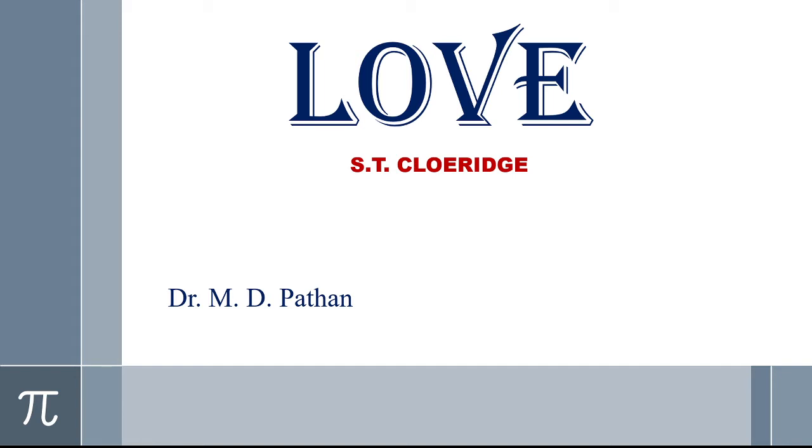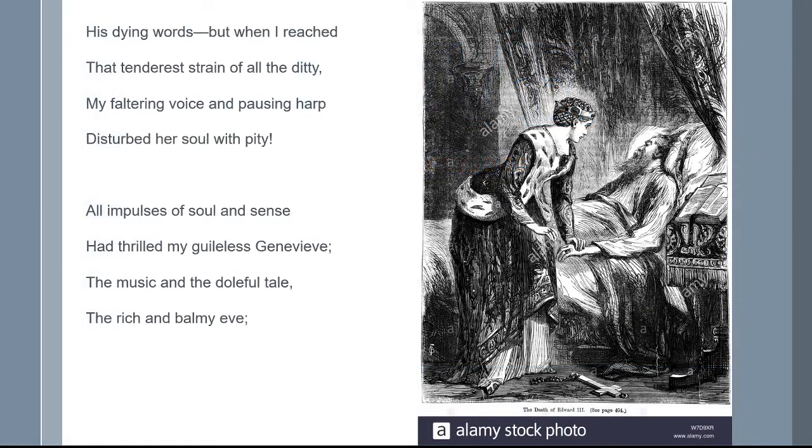This is what we saw in the previous class. Today we are going to deal with the textual explanation of the rest of the 8 stanzas of the poem Love written by S.T. Coleridge. Today we are going to deal with stanza number 17 to stanza number 24. Let us deal with these stanzas now.